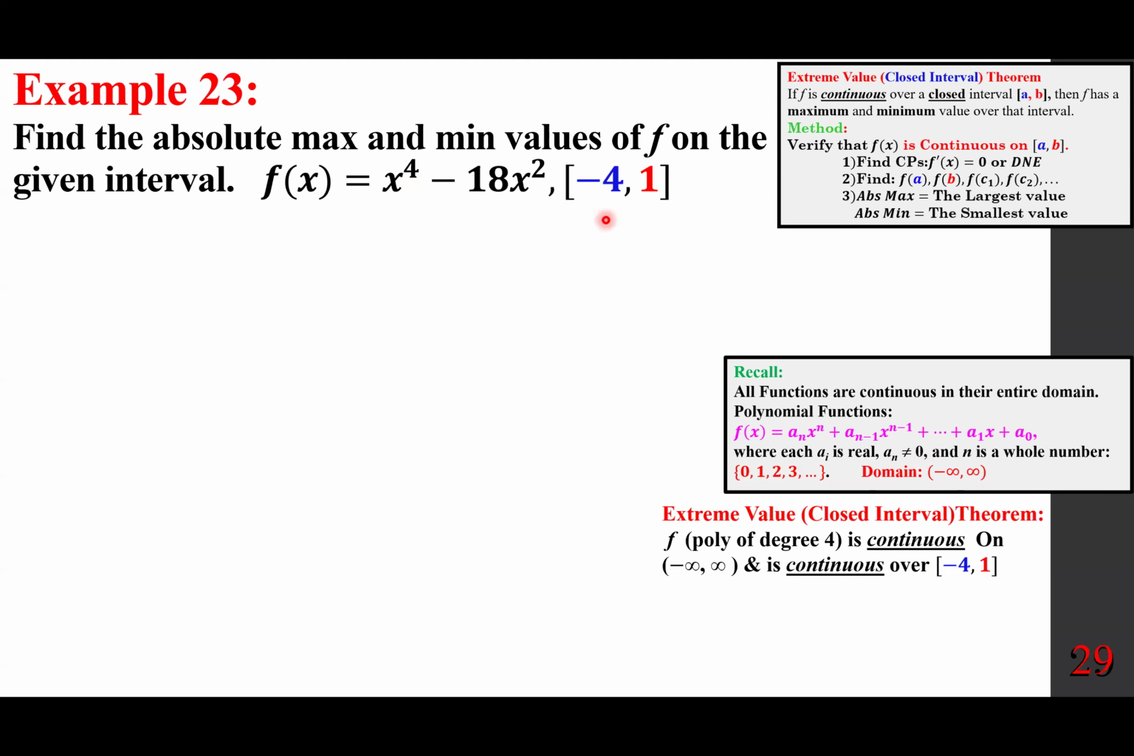So having said that, we're going to go with the process, which is first and foremost finding the critical points. So we're going to differentiate. We get 4x cubed minus 36x.